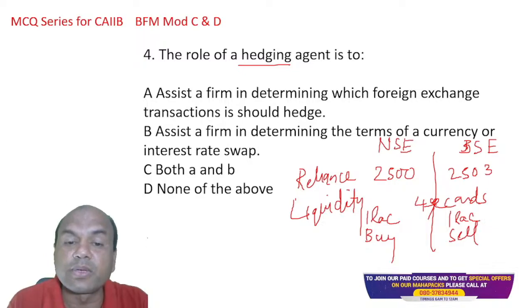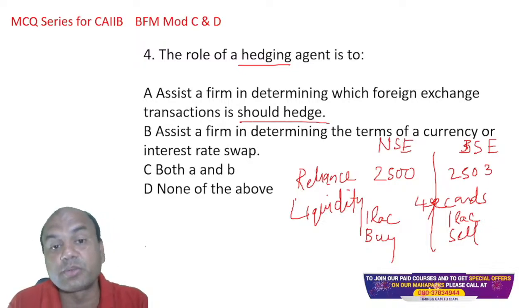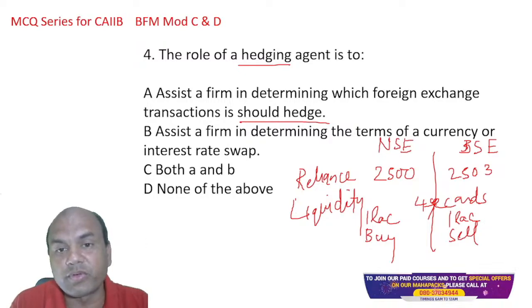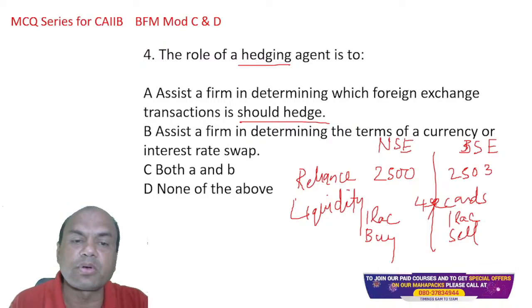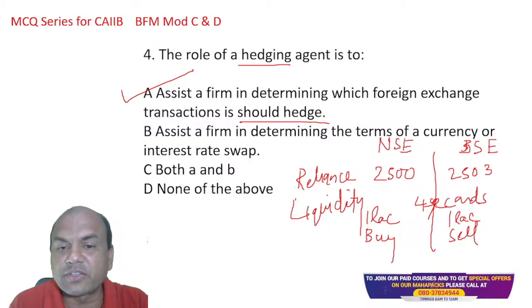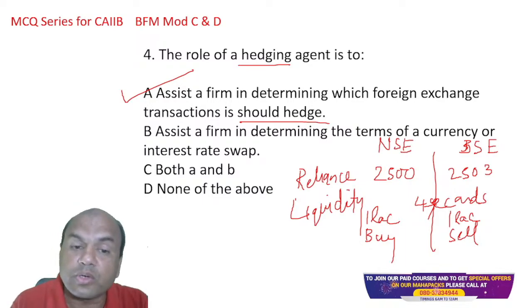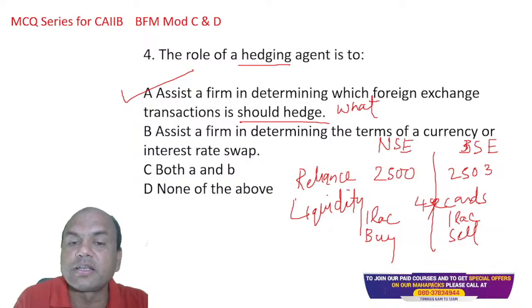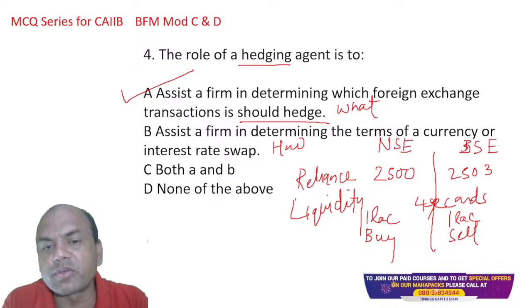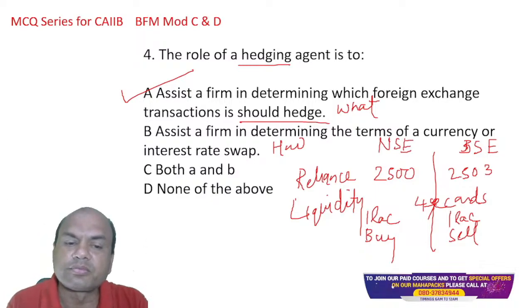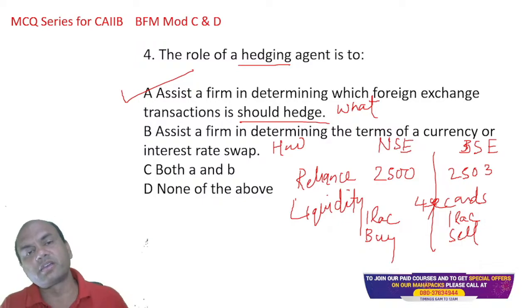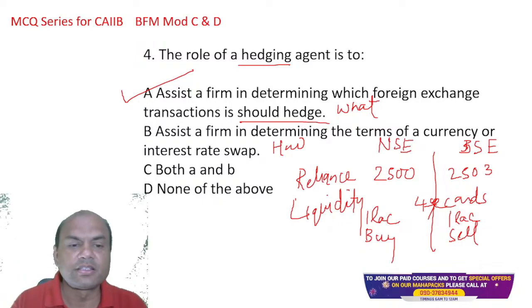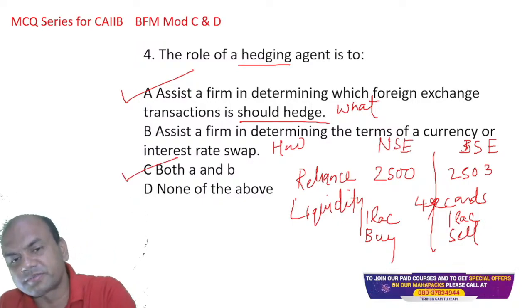So which is to be hedged? That should be decided and supported by the agent's team. A. Assist the firm in determining the types of currencies or interest rate swaps, that is, how should I hedge it. First question is what is to be hedged, and second is how. So any hedging agent's job is answering these two questions, what and how. So the answer is C, both A and B, isn't it?